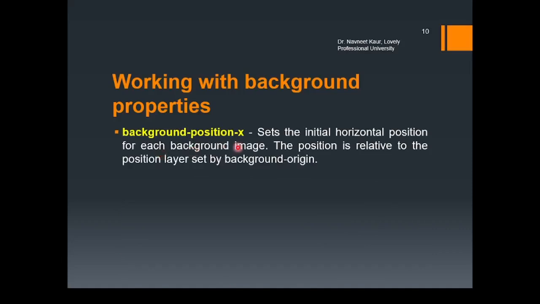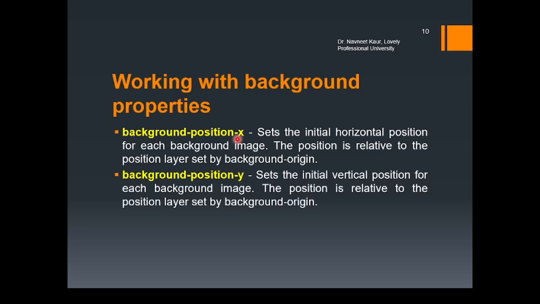First one is background position X. This sets the initial horizontal position for each background image. The position is relative to the position layer set by the background origin. Now, if you want the image to be aligned centrally or on the left hand side or right hand side, but on the x-axis, then you can use background position X property. Similarly, we also have background position Y property, which sets the initial vertical position for each background image. And the position is relative to the position layer set by the background origin.